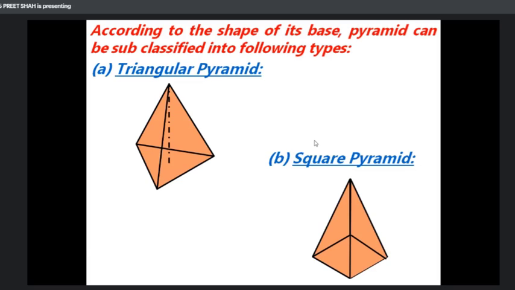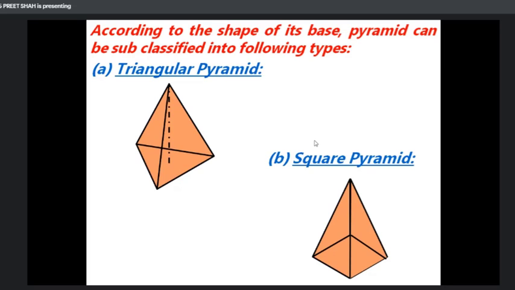Now same thing here. According to the shape of the base, the pyramid is again subclassified. First one is the triangular pyramid. What will happen in a triangular pyramid? The base is a triangular shape, and all the edges of the triangle are connected to the apex point. So it is called a triangular pyramid. Now in a square pyramid, the base is a square, and all the edges of the base are connected to the apex point. So it is called a square pyramid.